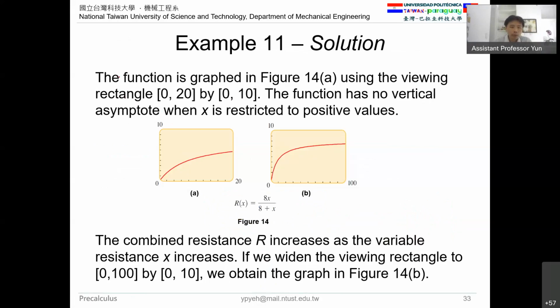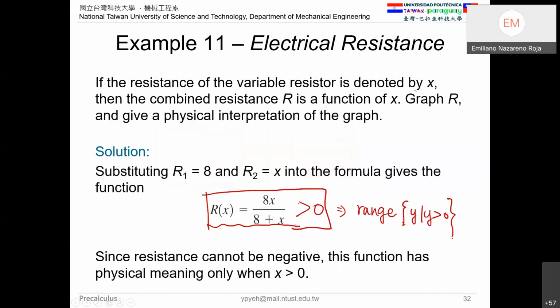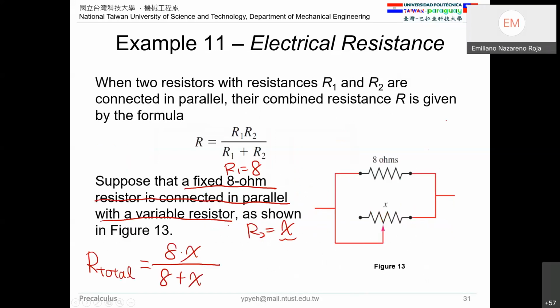Yes, I got a question. Where can I find more information about this topic and electrical resistance?